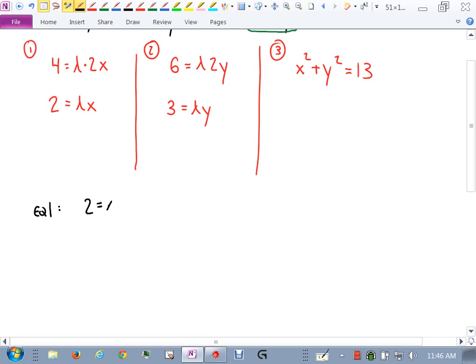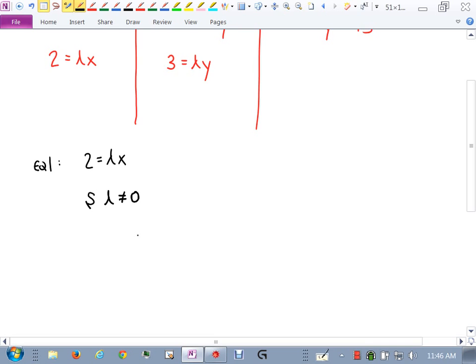2 equals lambda x. I'm going to choose to solve this for x. So the only way to solve for x is divide both sides by lambda, right? So to do this, watch what I do. Suppose lambda is not 0, right? I have to make that assumption first. If lambda is not 0, then that implies that x is equal to 2 over lambda.